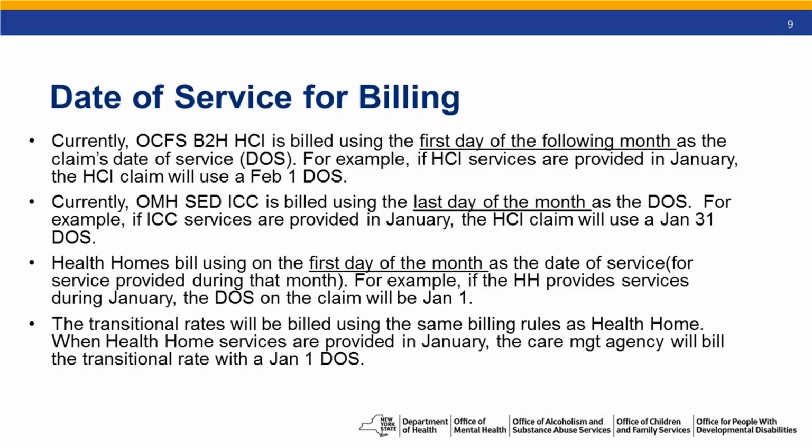The transitional rates will be billed using the same billing rules as health home. When a health home service is provided in January, the care management agency will bill the transitional rate with a date of service of January 1. So in order to get your transitional rate billing for the month of January, if you provided health home services on January 15th, you will bill the health home rate code with a date of service January 1 and the transitional rate code with a date of service of January 1.